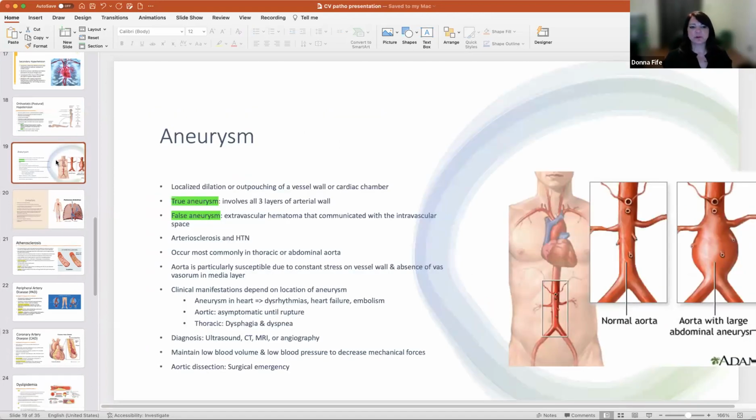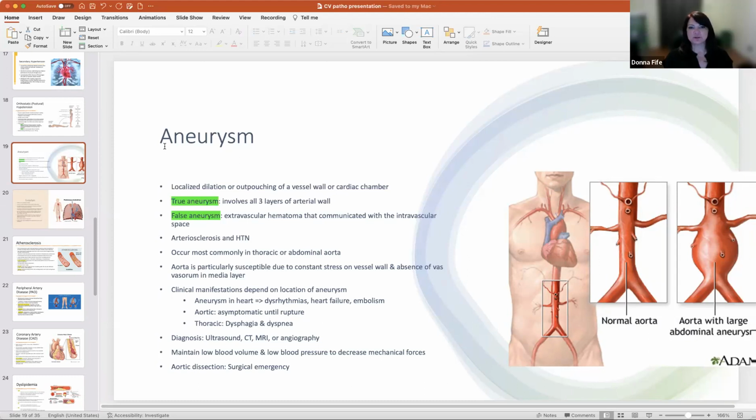Aneurysms, this is a localized dilation or outpouching of a vessel wall or cardiac chamber. A true aneurysm involves all 3 layers of the arterial wall. And in the false aneurysm, there's an extravascular hematoma that communicates with the intravascular space. This can happen with arteriosclerosis and hypertension. Occurs most commonly in the thoracic or abdominal aorta. The aorta is particularly susceptible due to constant stress on the vessels and absence of the vasa vasorum in the media layer.